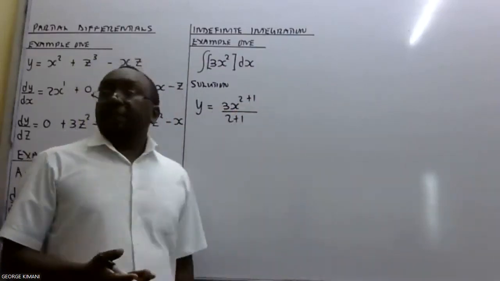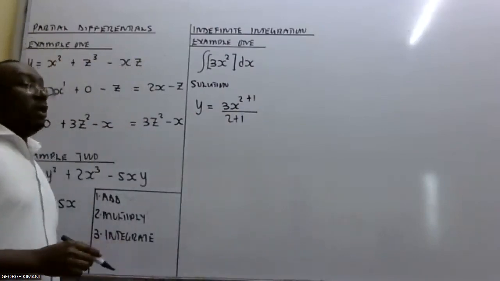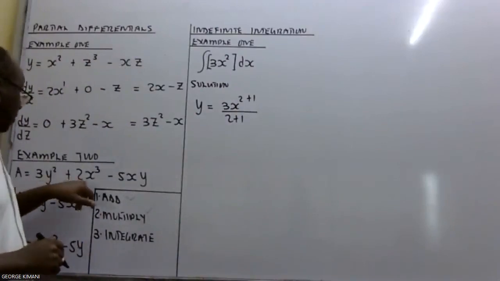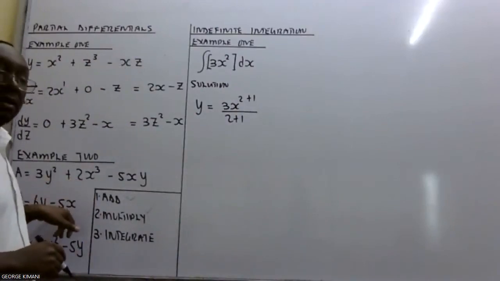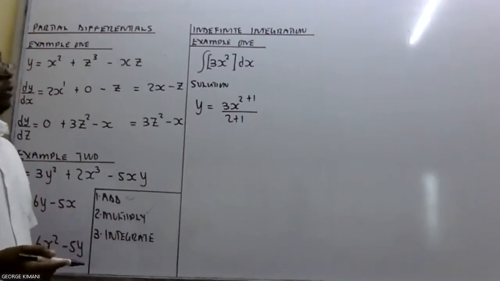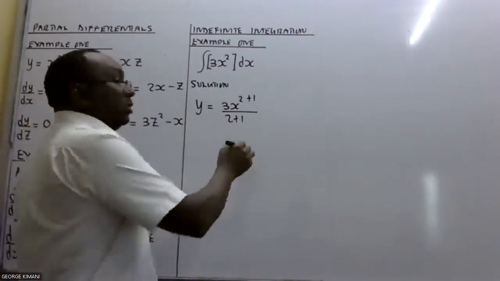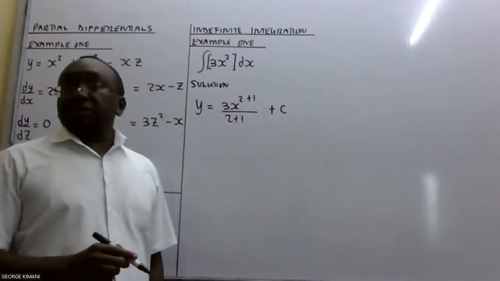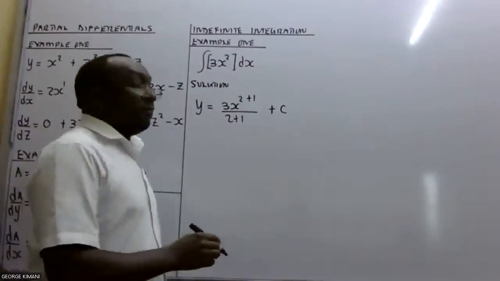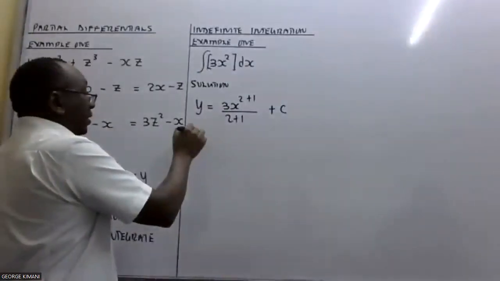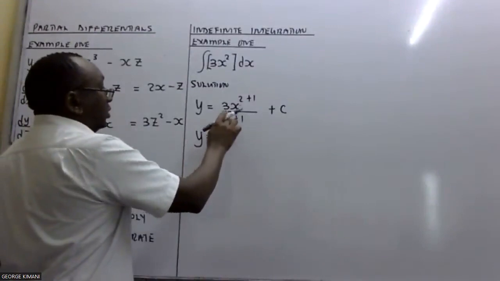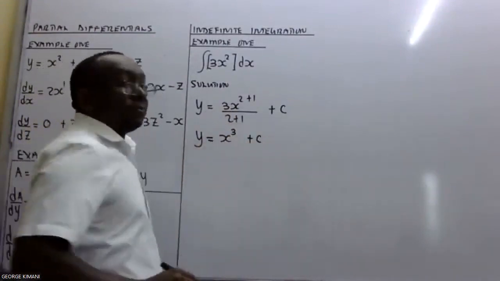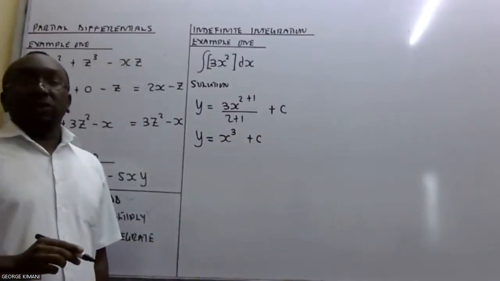As simple as that. And then, just a minute, you remember that there used to be a constant which would become 0. Like now, this one has become 0 here. So to represent that constant that could have become 0, we normally add c. Now c is called constant of integration. And once you have added that, you tell us y is equal to, this will cancel, you are left with x cubed plus c. That is what you're left with.